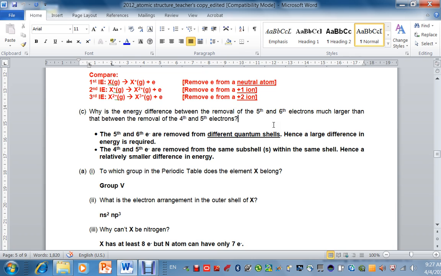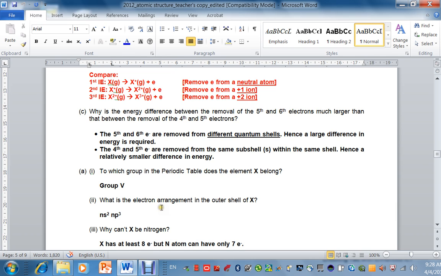The energy difference between the 5th and 6th electrons is much larger than usual. It's because of a change in the quantum shell. This fact is very useful because it helps us to determine the group of element X. As I said just now, the first 5 electrons are in the outermost shell. So that means X has 5 valence electrons. So this will tell you that X belongs to group 5.